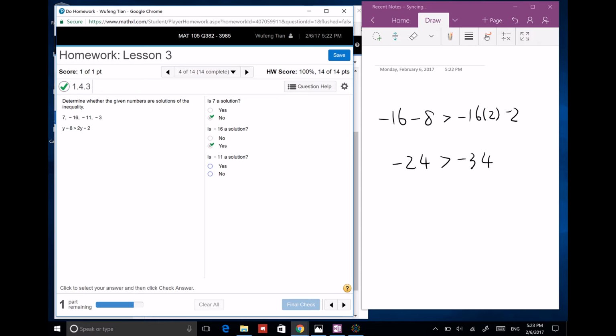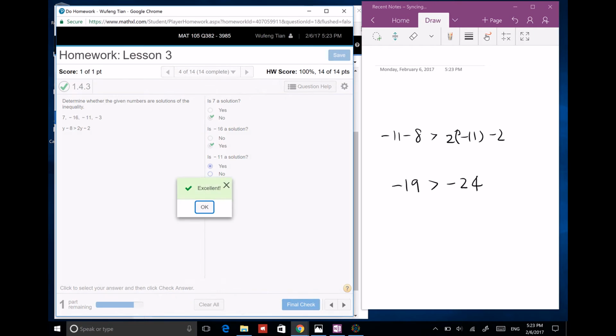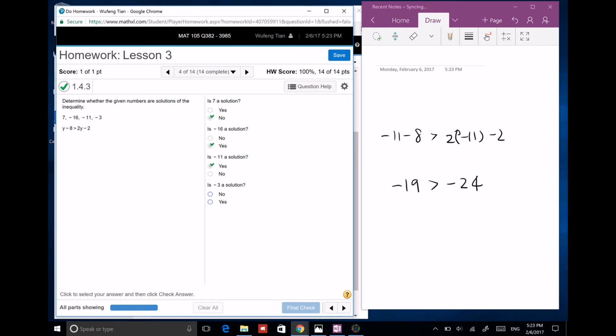Is negative 11 a solution? Negative 11 minus 8 bigger than 2 times negative 11 minus 2, which is negative 19 bigger than negative 24, which is true. So yes, it is a solution. And is negative 3 a solution? Negative 3 minus 8 bigger than 2 times negative 3 minus 2. Negative 11 bigger than negative 8. No, it's not a solution.